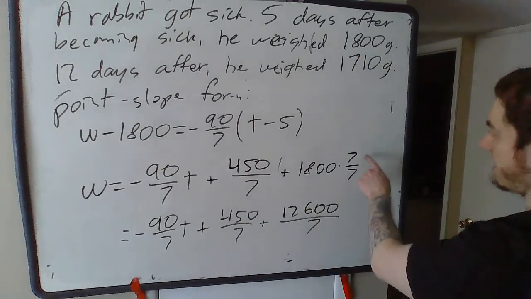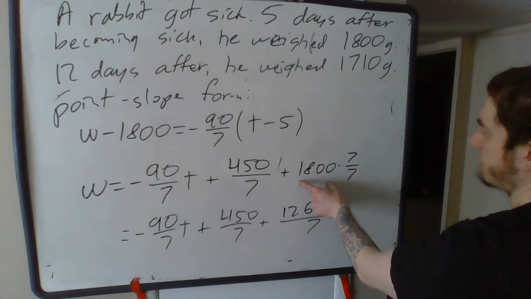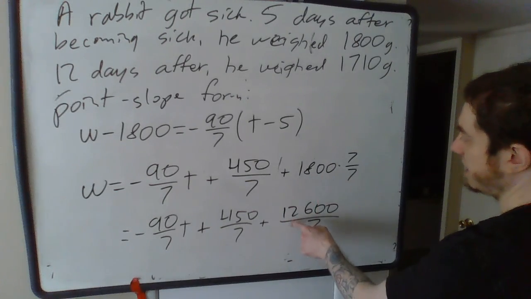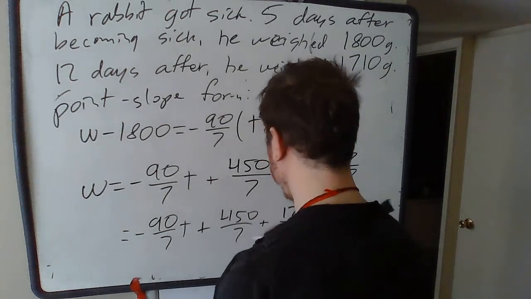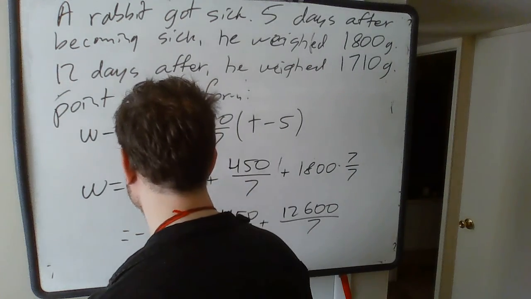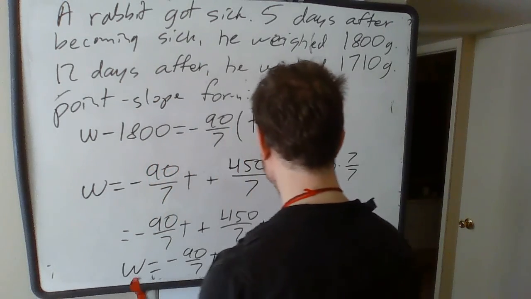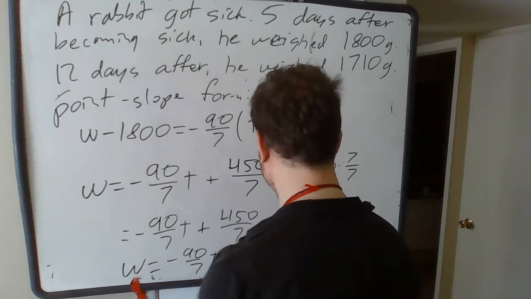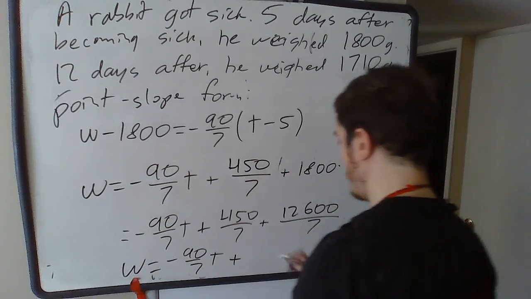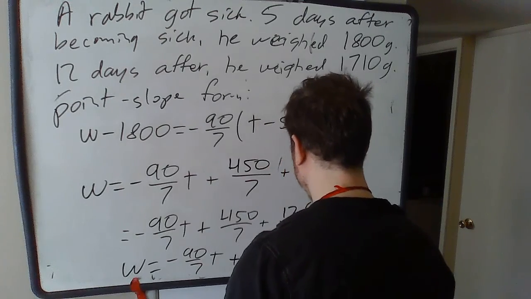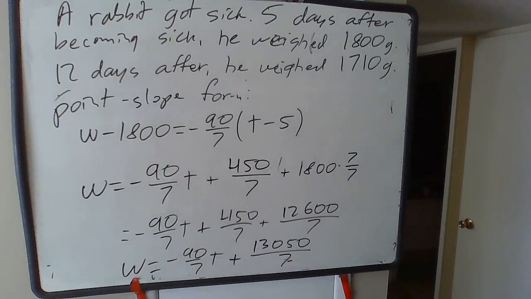Let's just make sure we did that correctly. 5,600, and then another 7,000 would be 12,600. Add another 450 to that, and we are going to get that W equals negative 90 over 7 t plus 13,050 divided by 7.